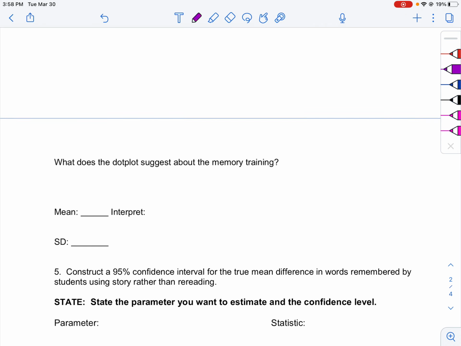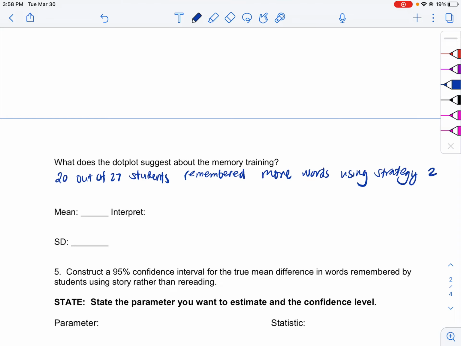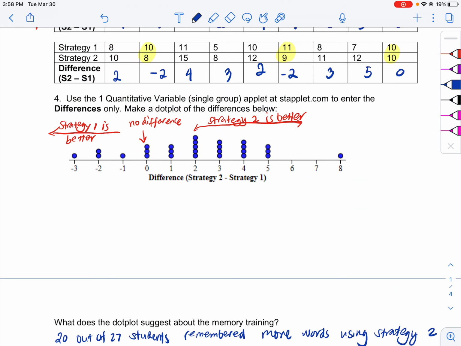So 20 out of 27 students remembered more words using strategy 2. Okay, and then I just put all of these numbers.